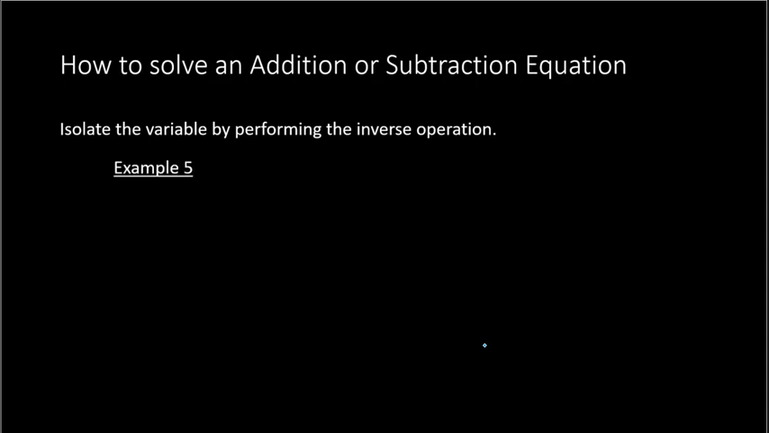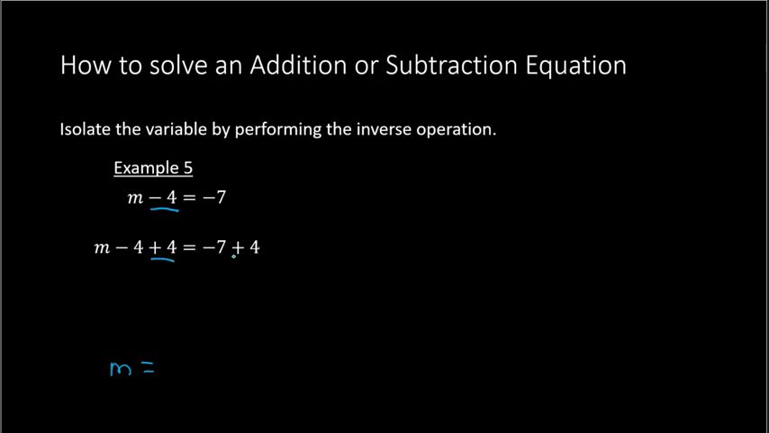Another example, we now have m minus 4 equals negative 7. To solve this, we want to get the variable by itself. We want to isolate it. So our end goal is to get m equals something. Figure out what m is equal to. To do that, we perform the inverse operation, and the inverse of subtracting 4 would be adding 4.